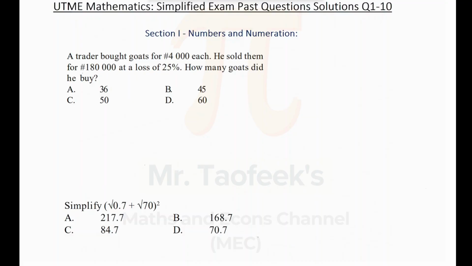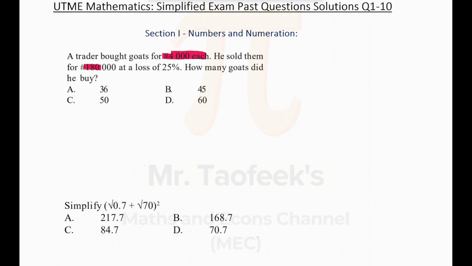Okay, question number 1. This section is numbers and numeration, and the question says a trader bought goats for 4,000 naira each. He sold them for 180,000 naira at a loss of 25%. Then, how many goats did he buy? So, what are the key information here? A trader bought goats for 4,000 naira each. So, this is important. And then he sold them for 180,000. Okay. And then at a loss of 25%.